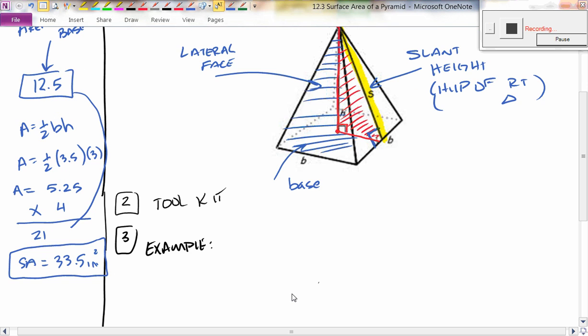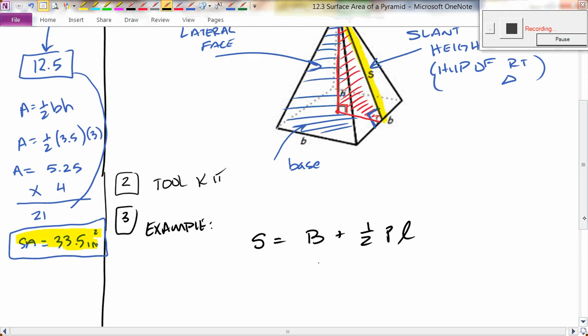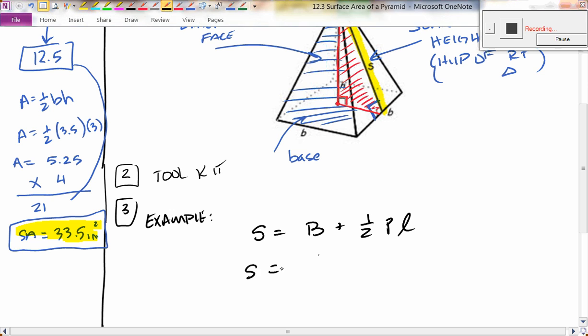And we're going to do an example here. Now we got a surface area of 33.5 on ours. Let's do the same problem, except we're going to do it using theorem 12.4. It says that the surface area has to be B plus 1/2 P times L. Okay? So, what's the area of the base? Did we already figure that out? What was it? It was 12.5 for ours, right? 12.5 plus 1/2. What's the perimeter of the base?